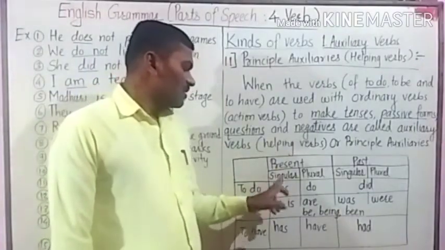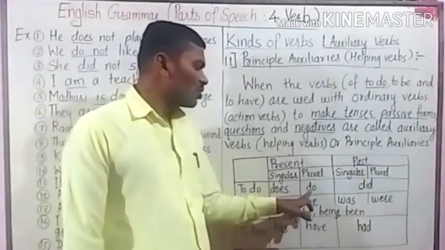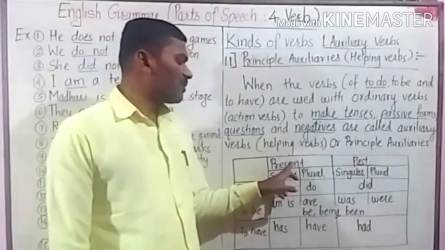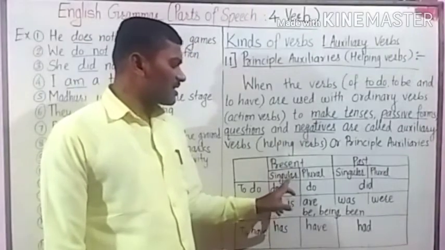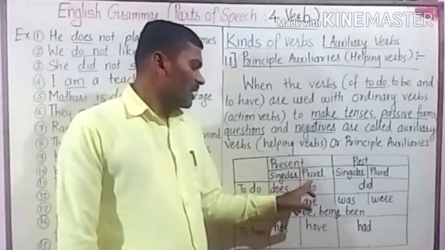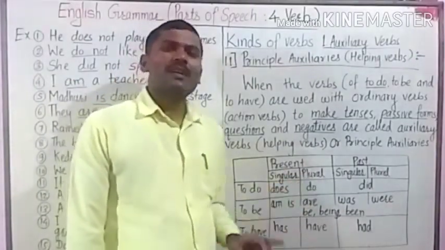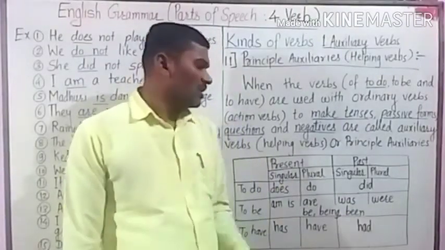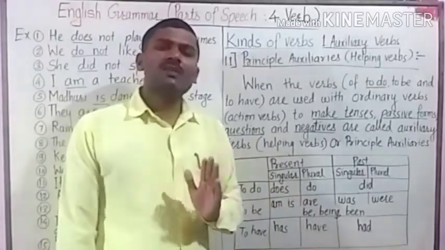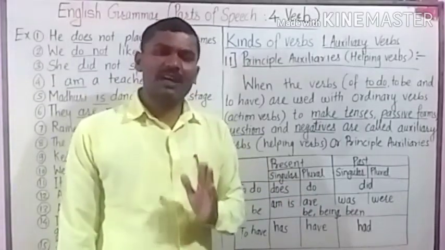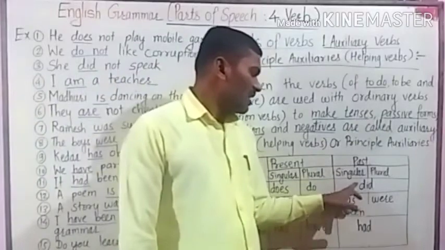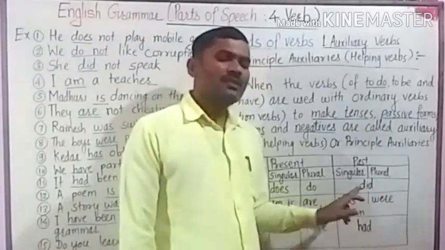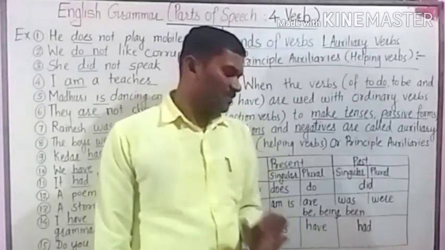To do: does, do, did. Does and do are used in present tense. Does is singular and do is plural, except the pronoun I is first person, so do is used in front of the subject I. And in the past tense, in singular and plural, did, this auxiliary is used.